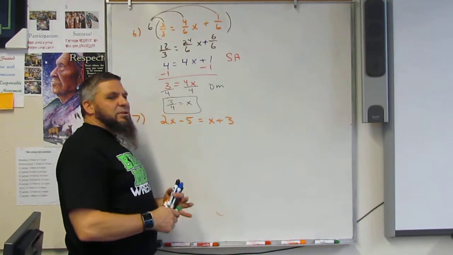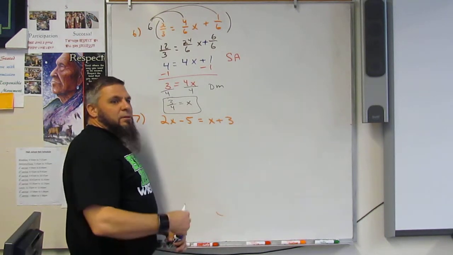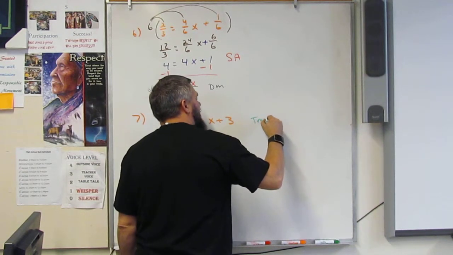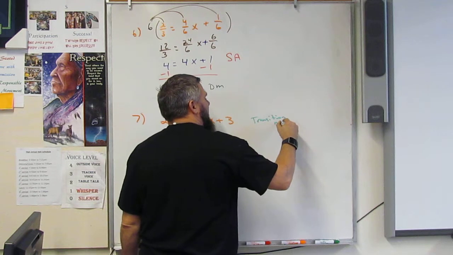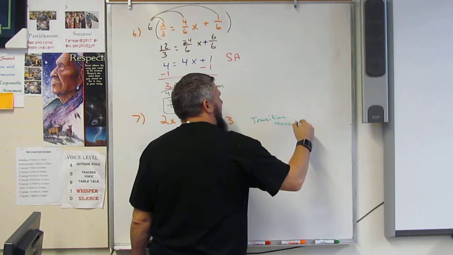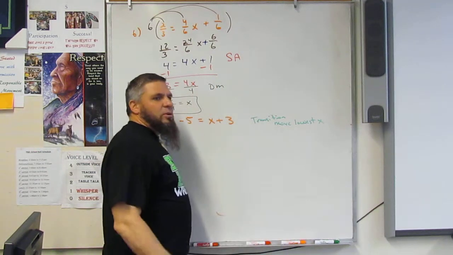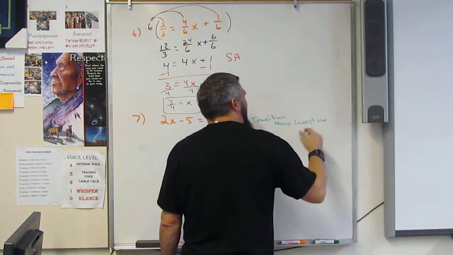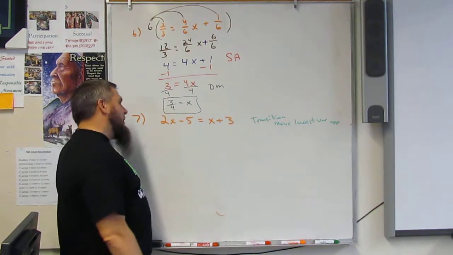Now, this one's a little bit harder, right? This one is that step further. This one we're starting with transition, which means we move the lowest x, or lowest variable, okay? By doing the opposite, back to OPP, okay?